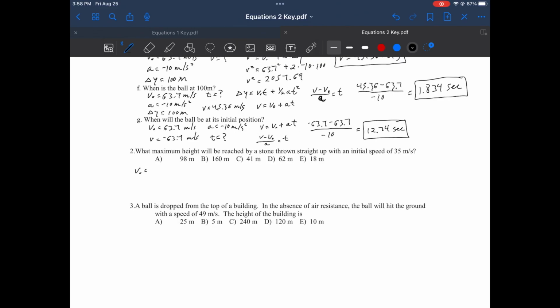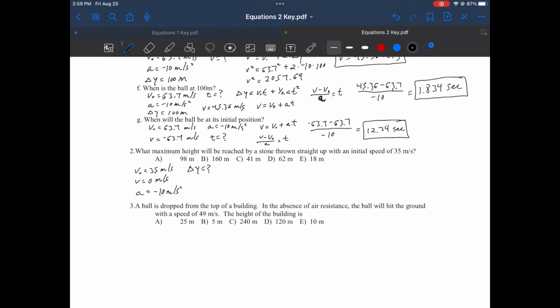Okay, number 2. What maximum height will be reached by a stone thrown straight up with an initial speed of 35 meters per second? v naught is 35 meters per second. Final velocity will be 0 because we're talking about its highest point. Acceleration's in the opposite direction, downward, so negative 10 meters per second squared. And we're looking for delta y.